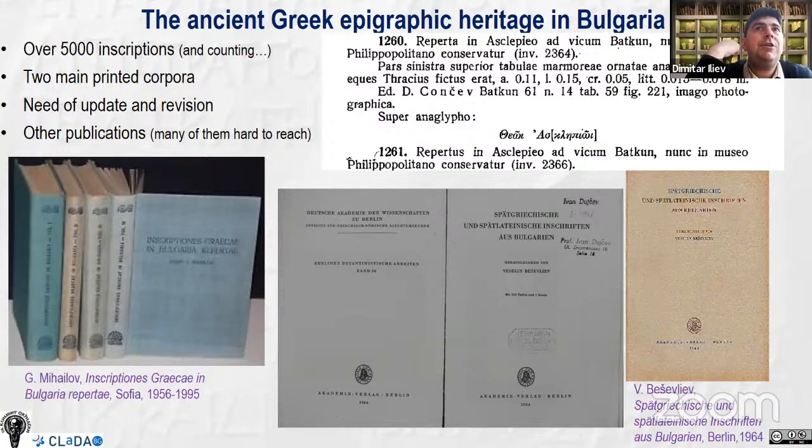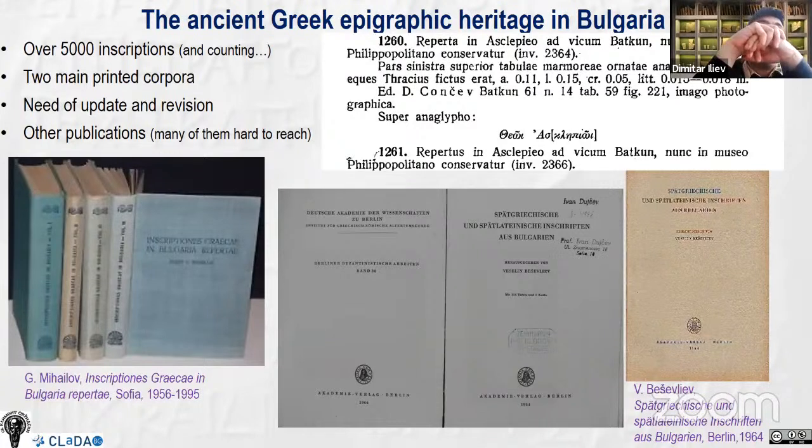are, as you can see, you see also a snapshot of Mikhailov's volume, although you have seen some of this already, to see what the lemma of an inscription in Mikhailov looks like, together with the text, the metadata, the bibliography, and so on. You see here also the inventory number and the institution, the Museo Filipopolitano Conservator. This would be the Archaeological Museum in Plovdiv.